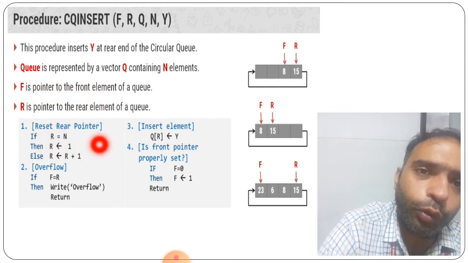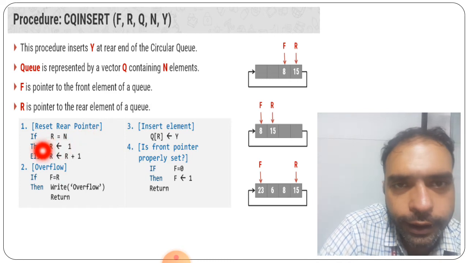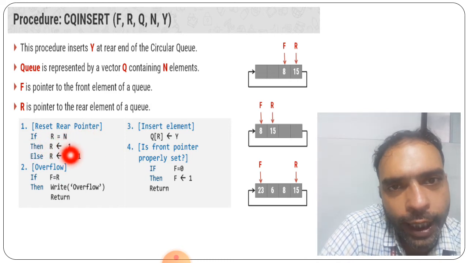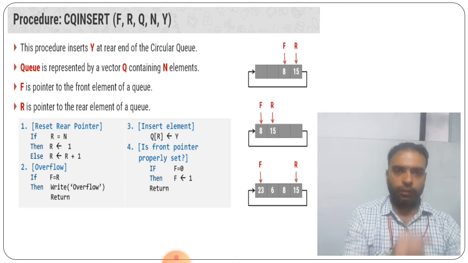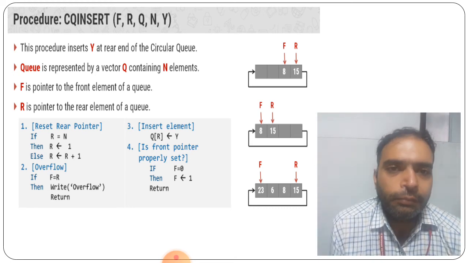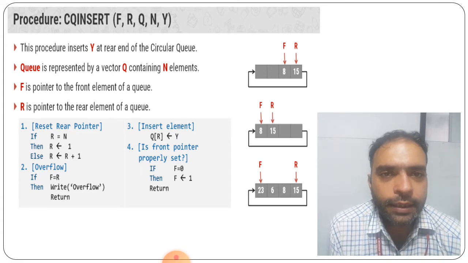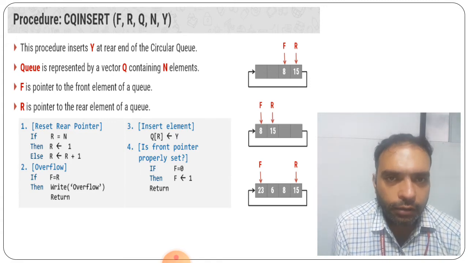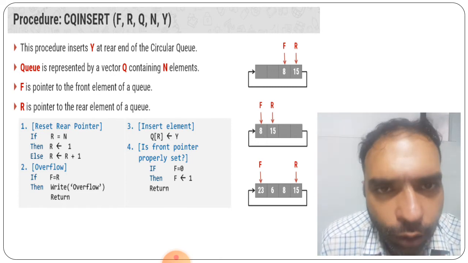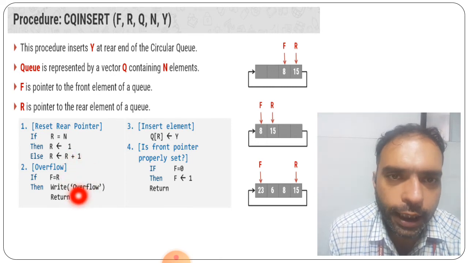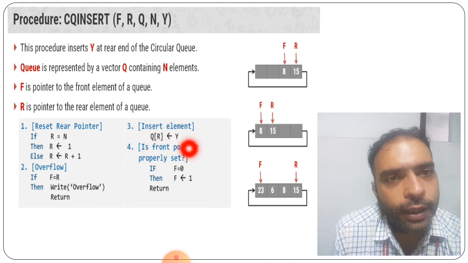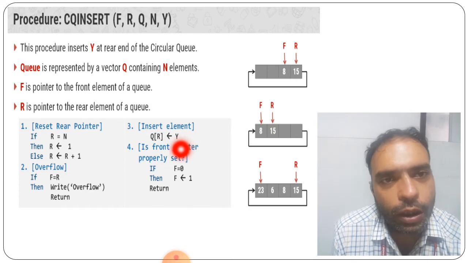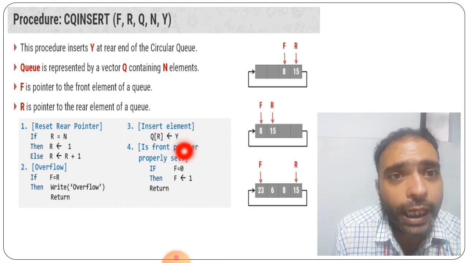Now first of all we have to reset the rear pointer, right? So if R is equal to n, then R should be replaced by 1, else R should be incremented by R plus 1. So here R will be assigned with 1, and if F is equal to R, then it will show that it is overflow, right? And then after insertion, here it is given that QR is given by Y, so that is insertion.